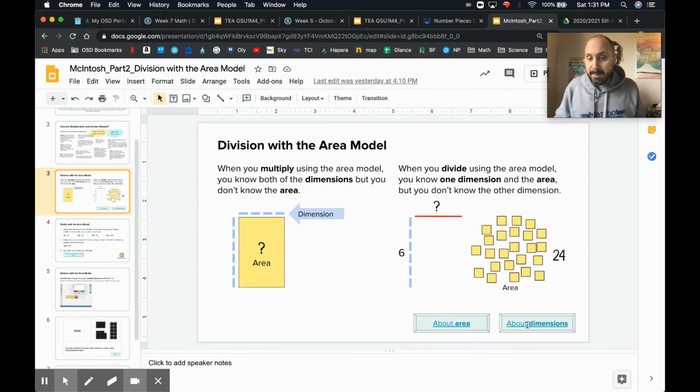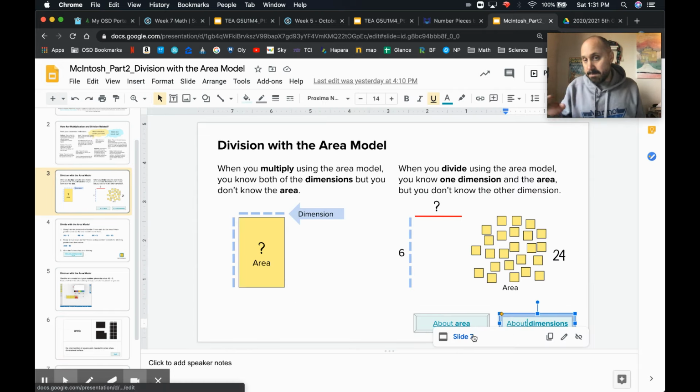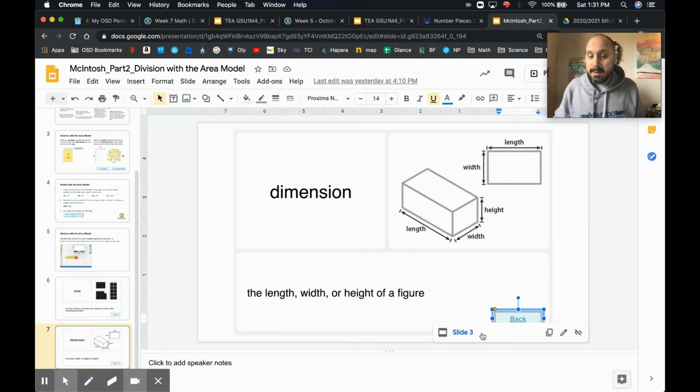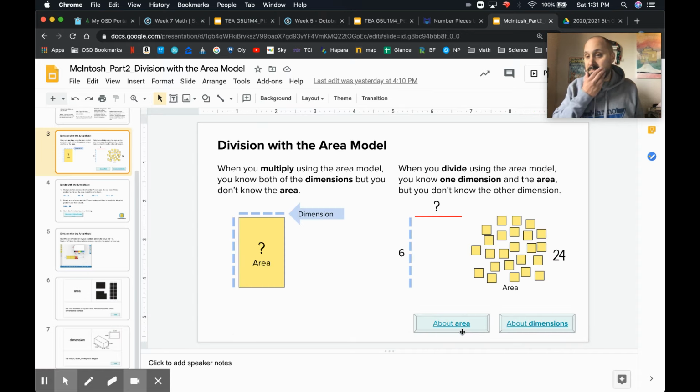And then dimensions. So we have area, that's anything that covers the flat surface. And then dimensions, if you click 7, it is the length, width, and height, or the length and width of a two-dimensional space, length, width, and height of a three-dimensional space. Okay. So dimension is any inches, centimeters, feet, meters, all of those units.